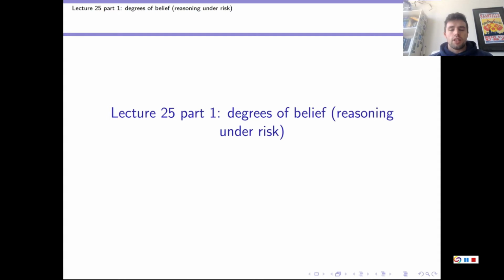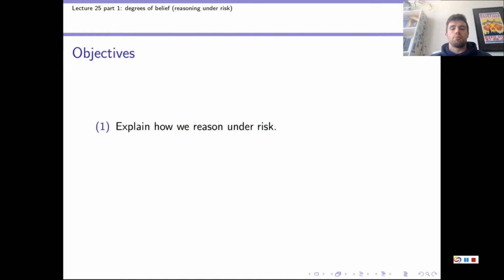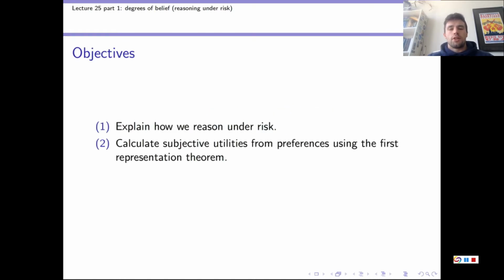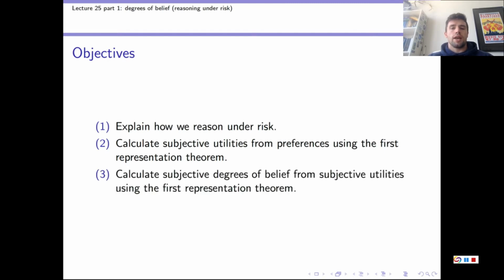The objectives for this video are the following. After watching, everyone should be able to, number 1, explain how we reason under risk, number 2, calculate subjective utilities from preferences using the first representation theorem, and number 3, calculate subjective degrees of belief from subjective utilities using the first representation theorem.